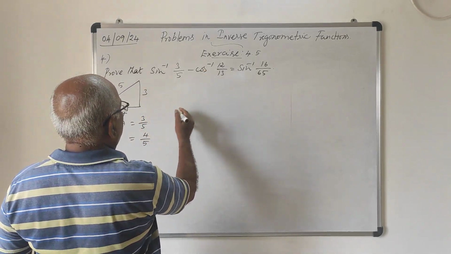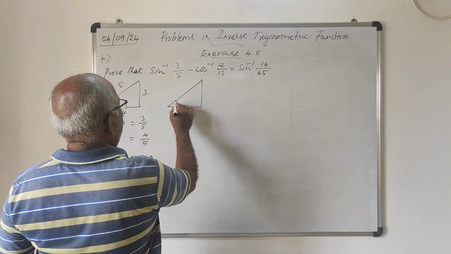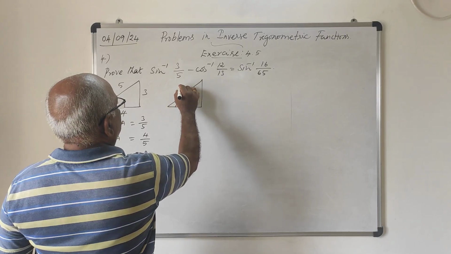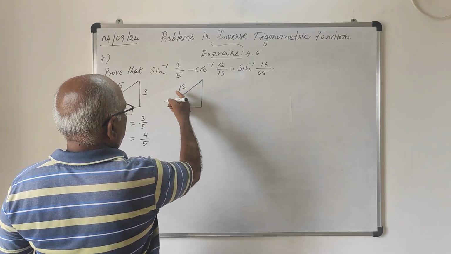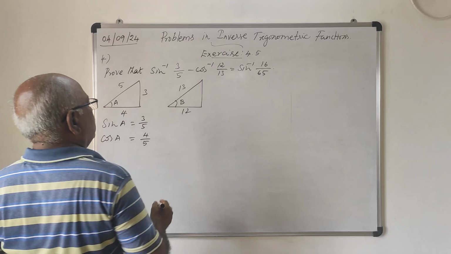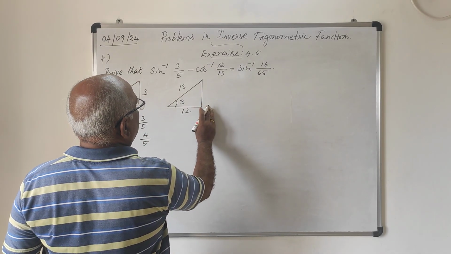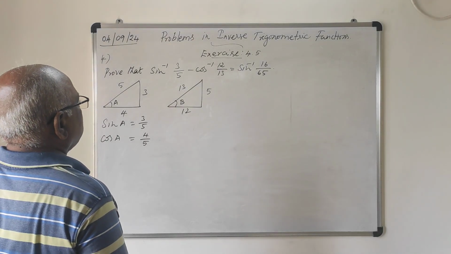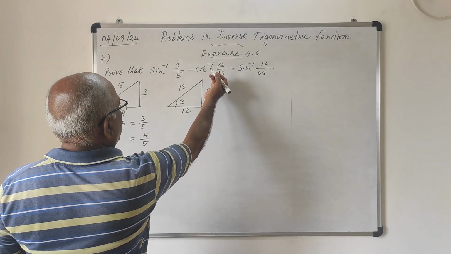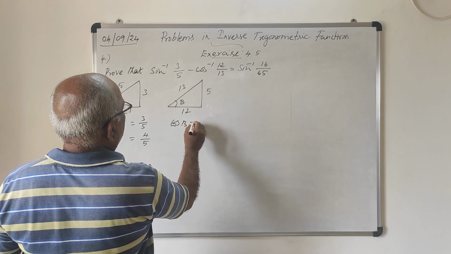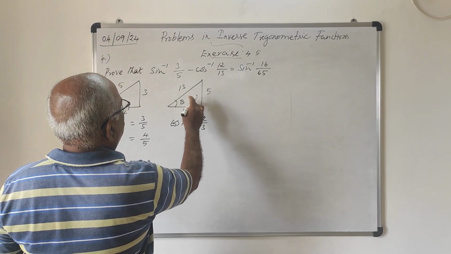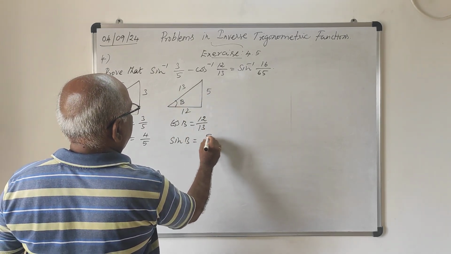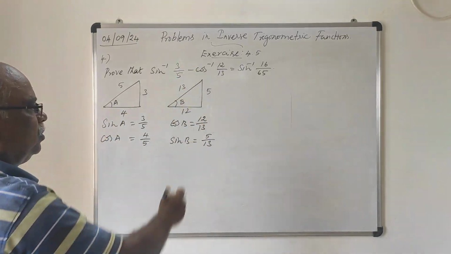Similarly, from cos inverse of 12 by 13, you consider angle B. Cos is adjacent by hypotenuse, 12 by 13. Therefore the opposite side is 5, since 169 minus 144 is 25. So cos B equals 12 by 13, adjacent by hypotenuse, and sin B equals 5 by 13, opposite by hypotenuse. From these four expressions I am going to derive the result.